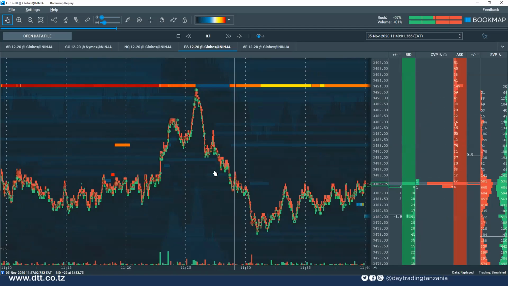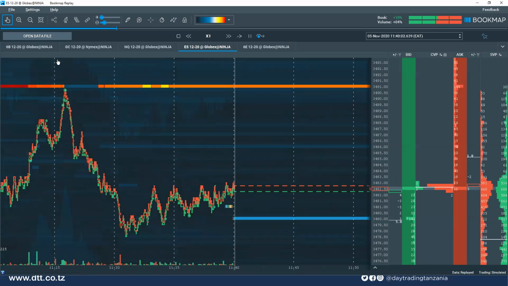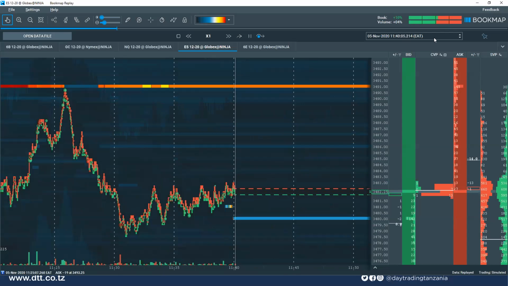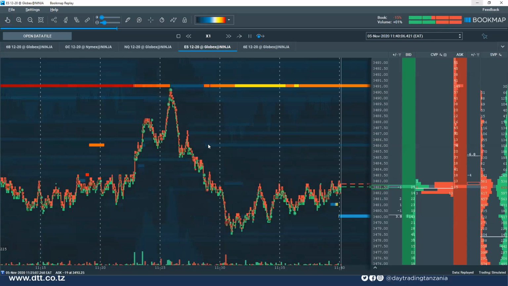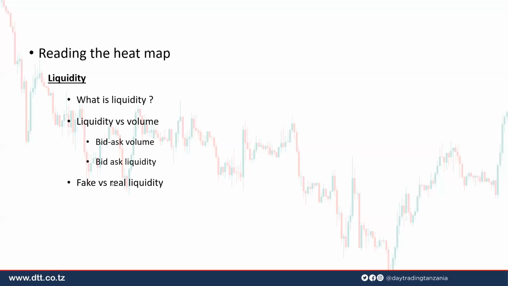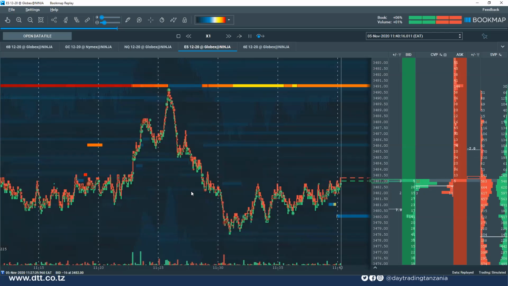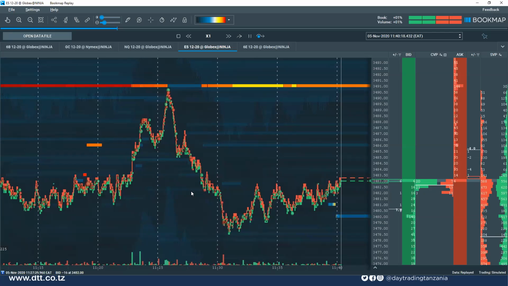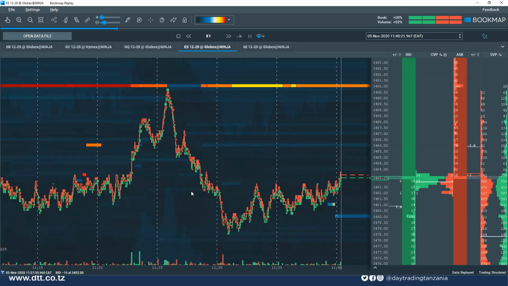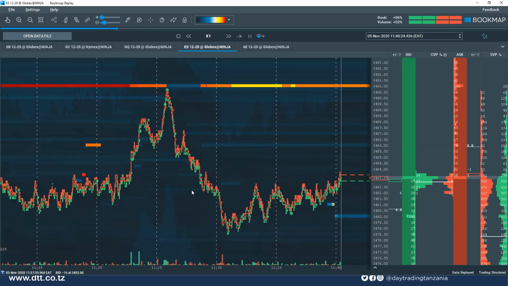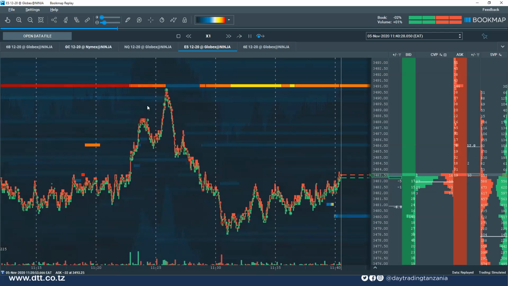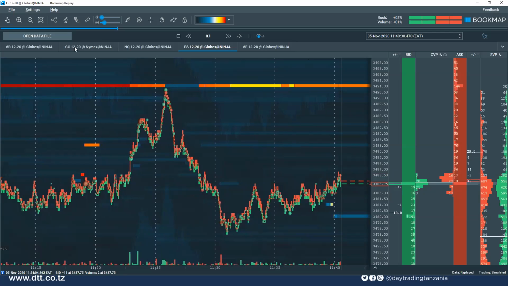Okay. Another part I wanted us to look into here, just a second, guys. I wanted us to look at fake versus real liquidity. How can we know that this is fake liquidity and this is real liquidity? Then after that, we look at how liquidity can be effective in our trading and how we can use it to profit from it. Now, if we look in here, let's zoom in.